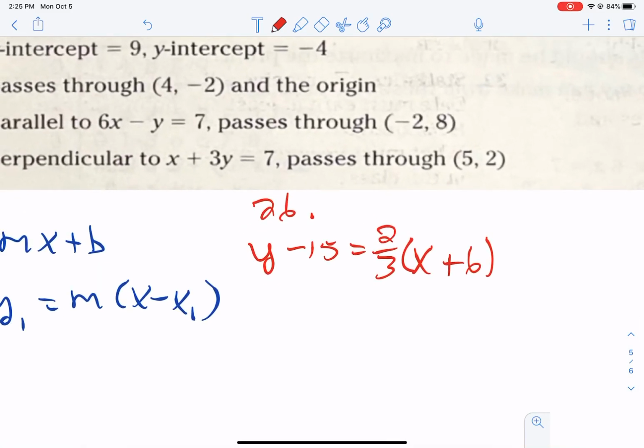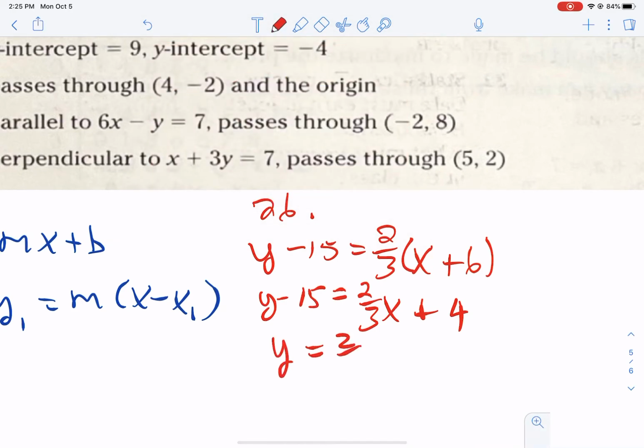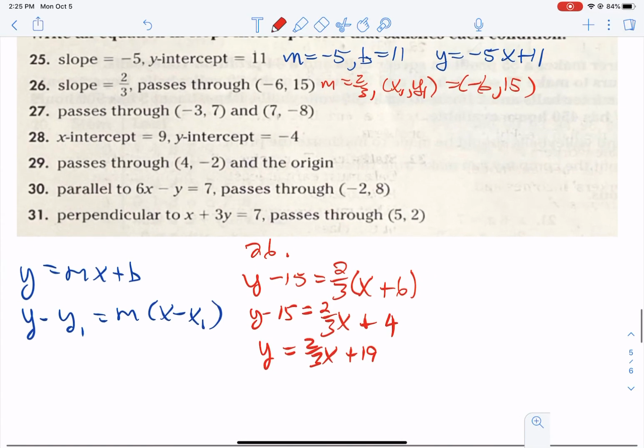Now they said to put it in slope-intercept form, so let's do a little bit of rearranging. Distribute the 2/3. We get 2/3 x plus... Now how do you multiply 2/3 times 6? Just do 2 times 6 is 12. 12 divided by 3 is 4. Now I'm going to add 15 to both sides. I get y equals 2/3 x plus 19. And we're done with 26.